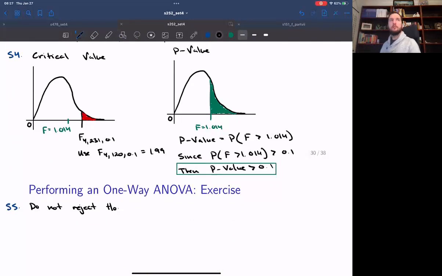Okay, so regardless of which approach you take, obviously the conclusion is going to be we do not reject. The test statistic does not get into the rejection region. So our test statistic is smaller than our critical value. And the p-value is greater than 0.1. We designated alpha as 0.1. So the p-value therefore is bigger than alpha. Since the p-value is bigger than alpha, we do not reject the null.